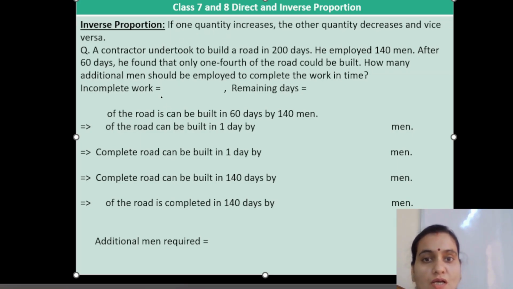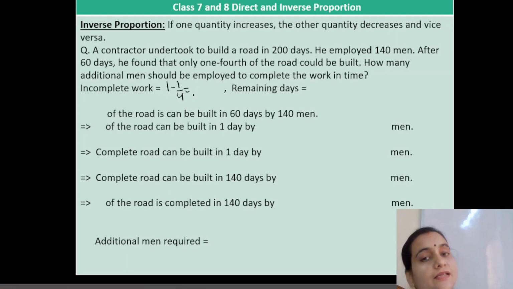So how much work is still left incomplete after 60 days? That is 1 minus 1/4, right? If the entire road I consider as 1, then only 1/4 of it is complete in the first 60 days. So 1 minus 1/4 is 3/4. Still 3/4 of the road needs to be completed. Now what are the remaining days? That is definitely 200 days minus the first 60 days which are already over.